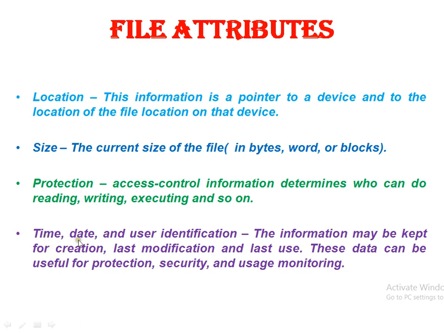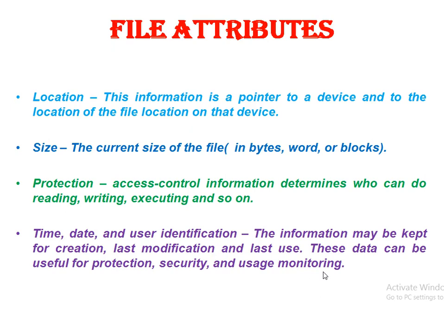Last attribute is time, date and user identification. This information tells us when exactly the user created the file, at what date, at what time, and who the particular user is. The information may be kept for creation, last modification and last use. These data can be useful for protection, security and usage monitoring. So these are your basic file attributes.